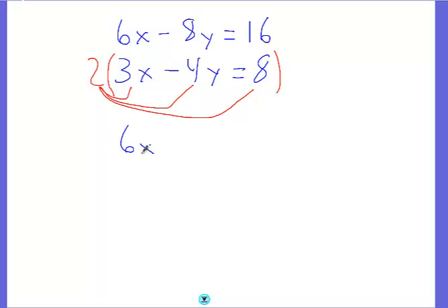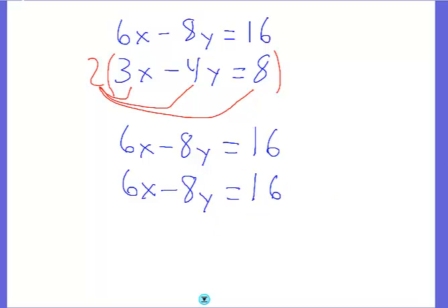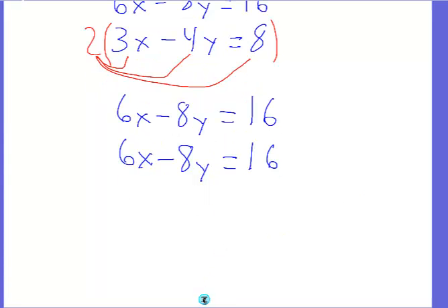So I'm going to rewrite the top equation here: 6x minus 8y equals 16. Then the new equation, 2 times 3 is 6x, 2 times negative 4 is negative 8y, 2 times 8 is 16. All right. If you remember from when we first learned how to solve these graphically, you'll already know right off the bat what the answer is going to be. But just for those who don't, let's keep going.